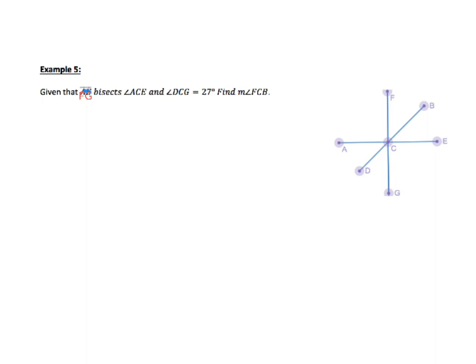Okay, example 5 says, given that FG bisects ACE and DCG equals 27, find the measure of FCB. So we're told that FG bisects ACE, so that means that AC is a straight angle and FG is cutting it in half. That would mean both of them would be right angles. We are also told that DCG right here is 27 degrees. And now we're asked what the angle of FCB is. That's right here.